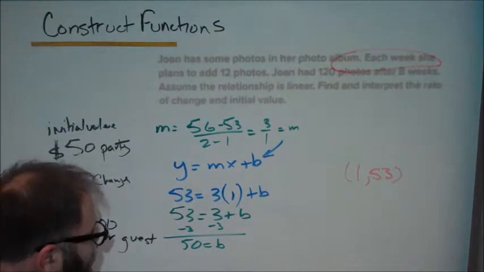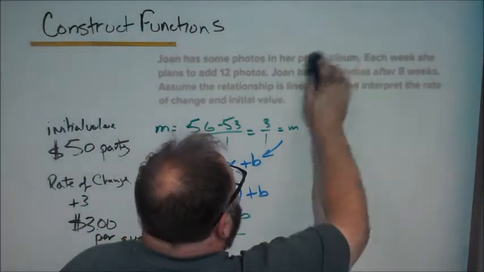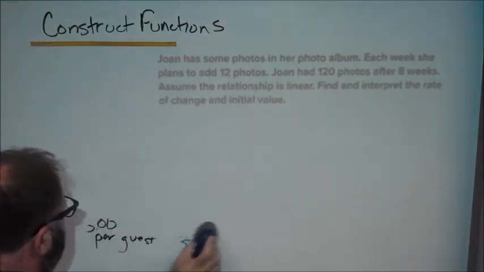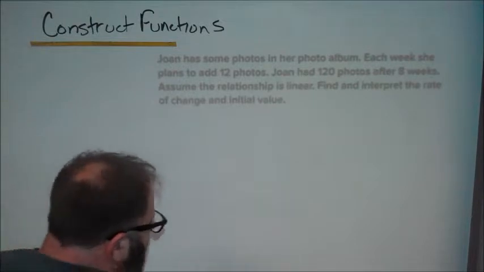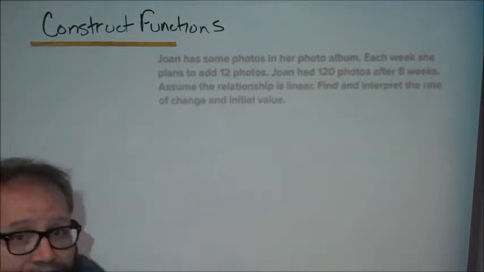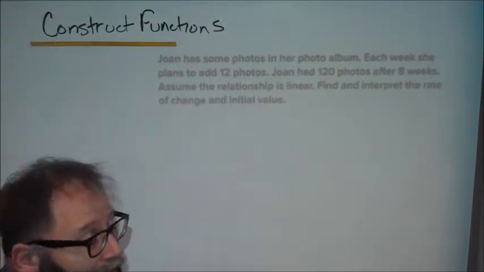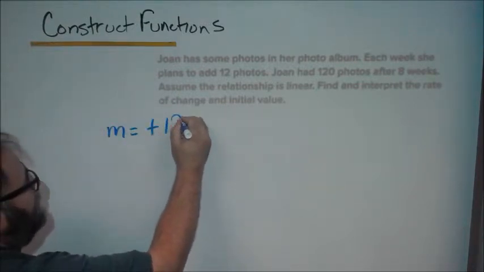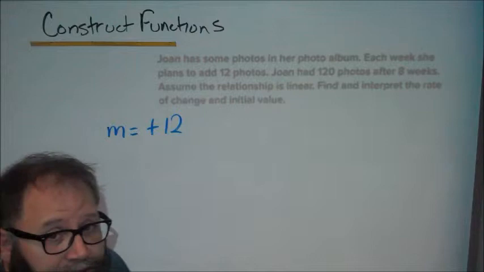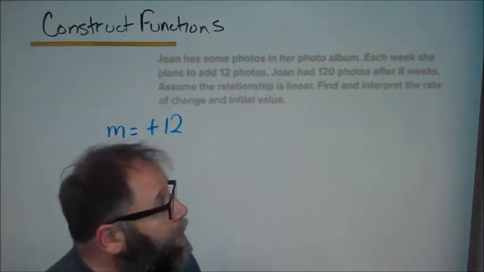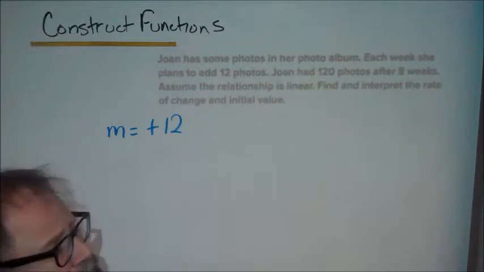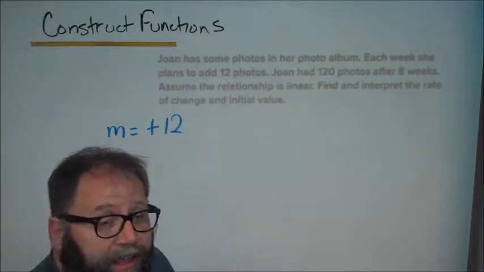All right, let's try another one here. Let's look at a problem where we only have words. And in that, we have Joan has some photos in her photo album. Each week she plans to add 12 photos. That sounds like a rate of change. So we've got a rate of change of 12. Let's remind ourselves that it's positive 12. She's going to increase it by 12 photos per week. Joan had 120 photos after 8 weeks. That sounds like an input and output.